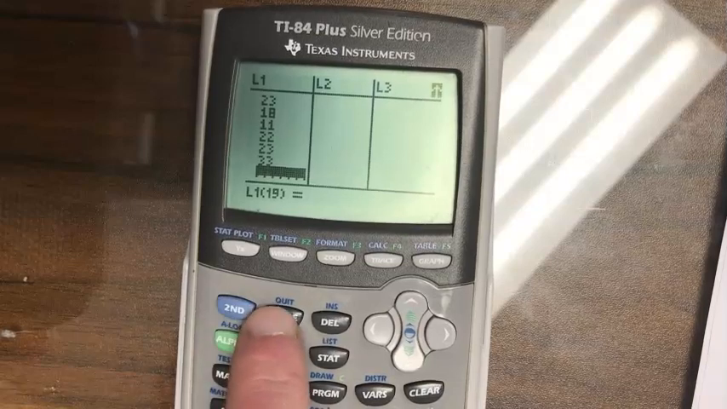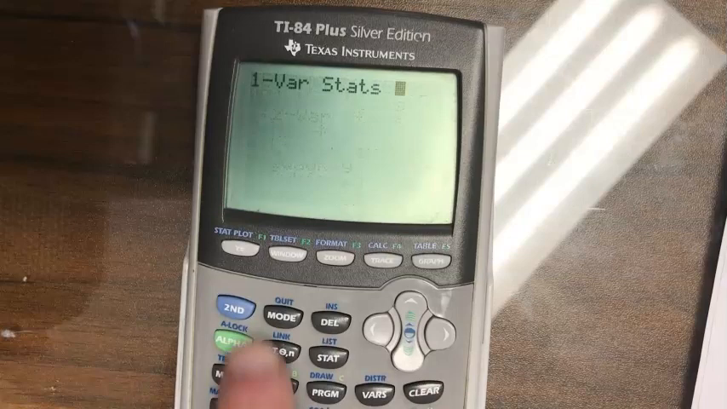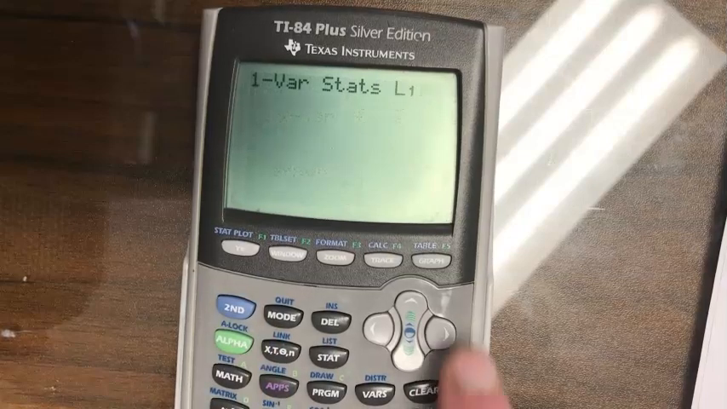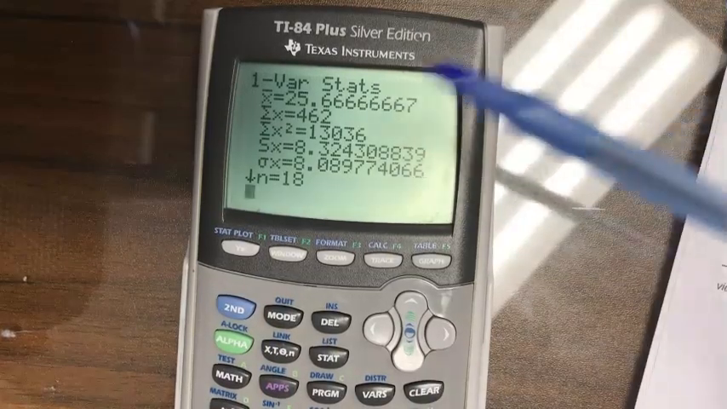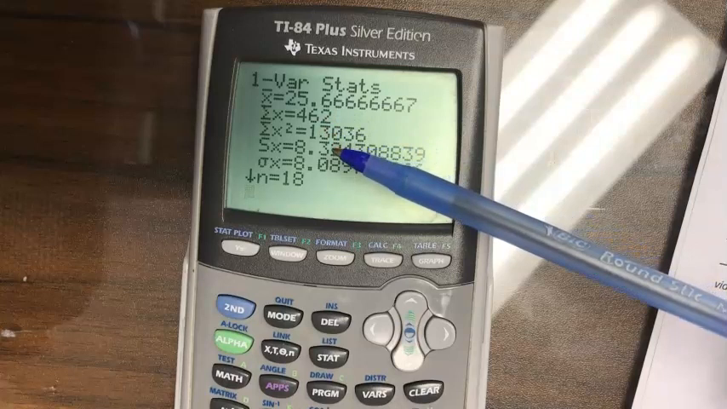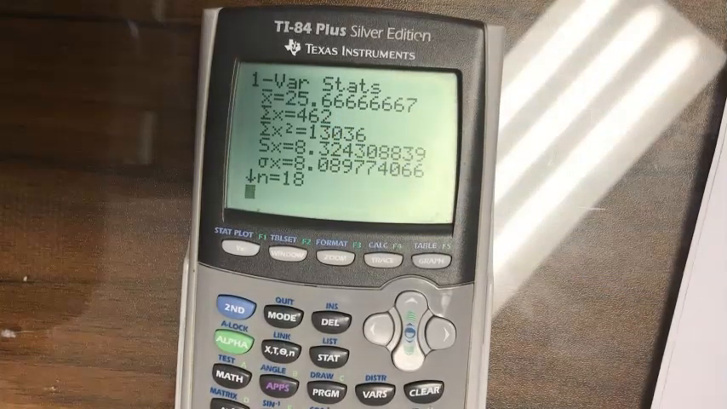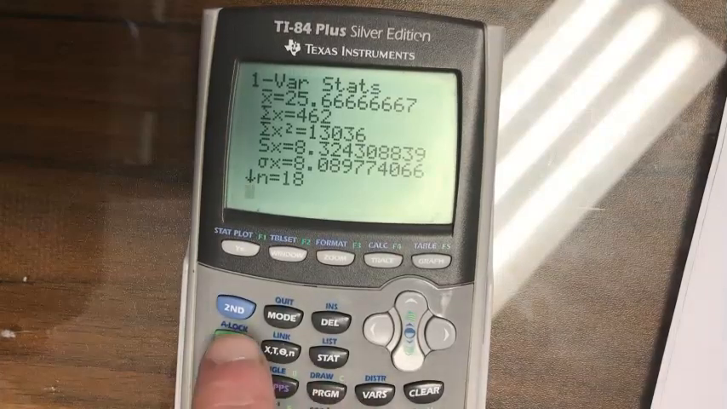But again, what we did is we went to stat, 1-Var Stats, L1, and that is going to give me what our mean was, about 25.7, and it gave us our standard deviation, about 8.3. So we have our statistics that we need for the do step. That's good. I can go there as soon as I finish the plan step.